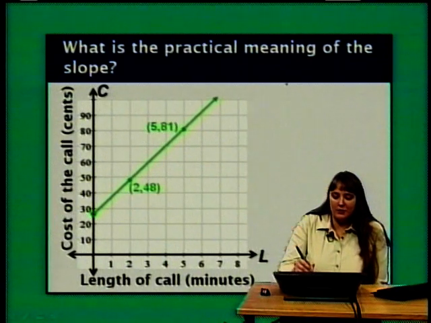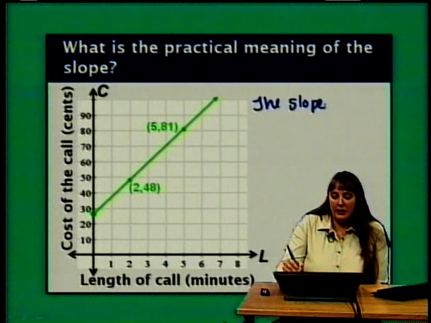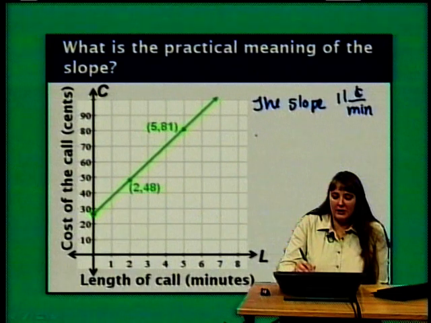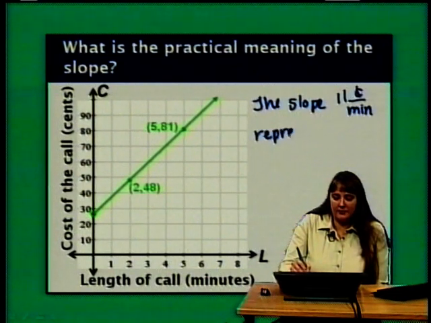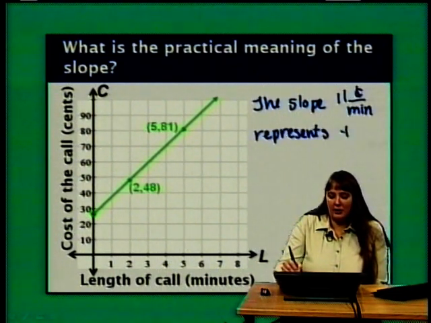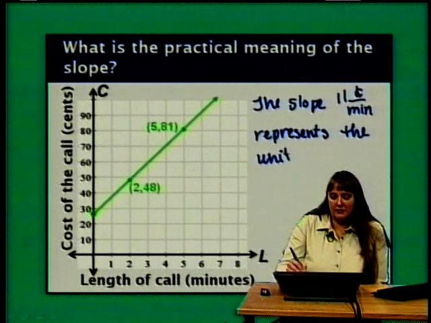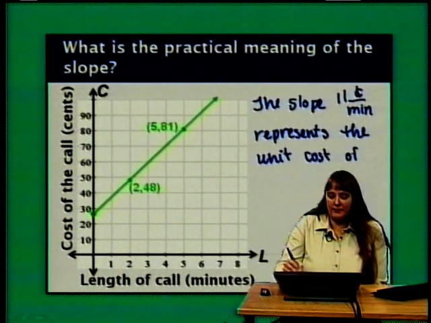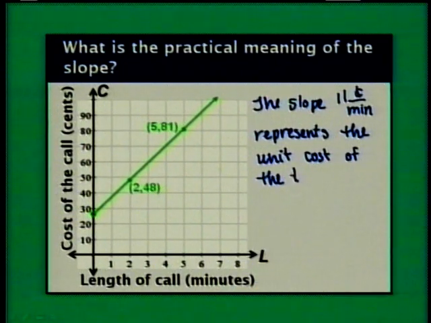One way that I can interpret the slope that I just found, though, is to say that the slope, 11 cents per minute, represents the unit cost of the telephone call. We can always think of slopes as rates of change, though, so we can look at this in terms of the cost of the call increasing.